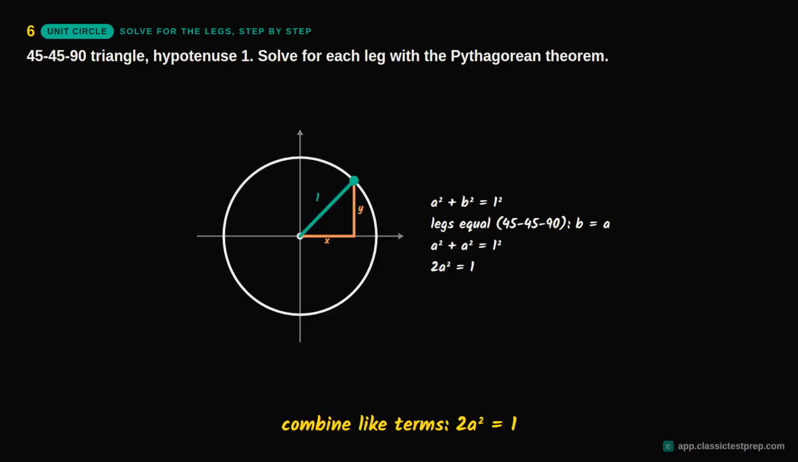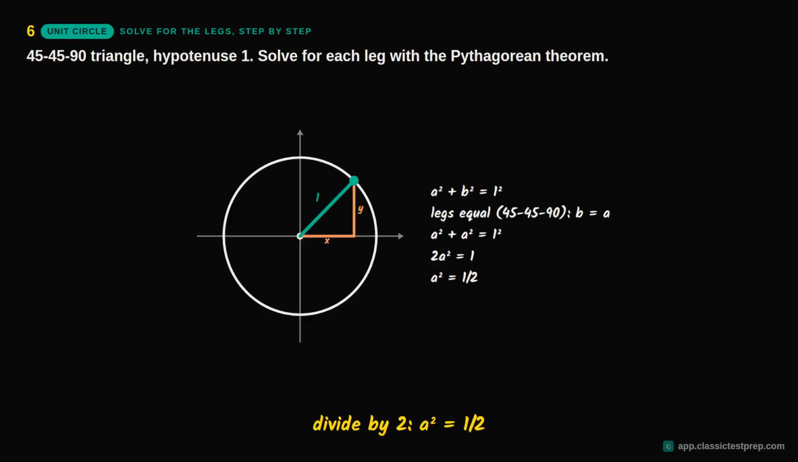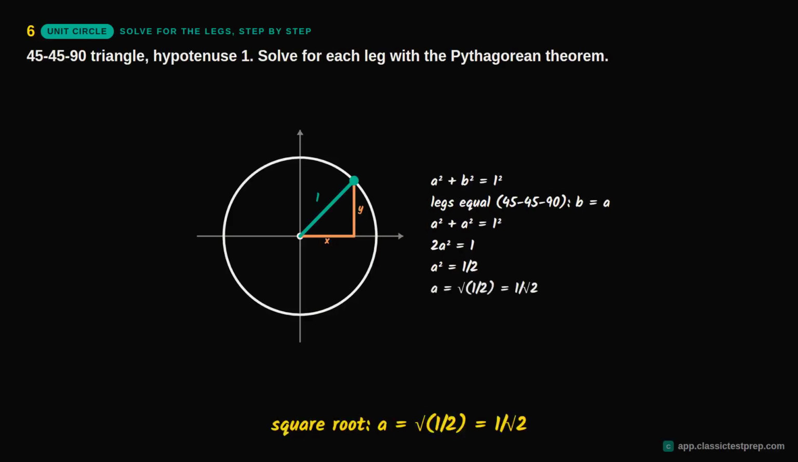That's 2a squared equals 1. A squared equals 1 over 2. Take the square root of both sides, and we get a is equal to the square root of 1 over the square root of 2. Square root of 1 is just 1, so we have 1 over the square root of 2.